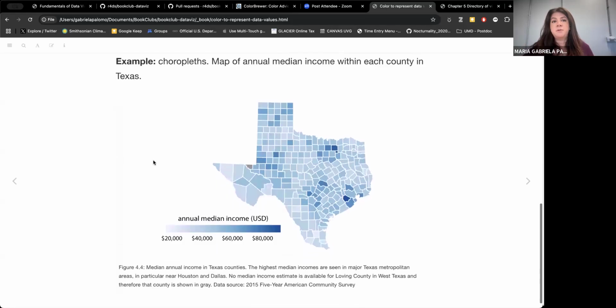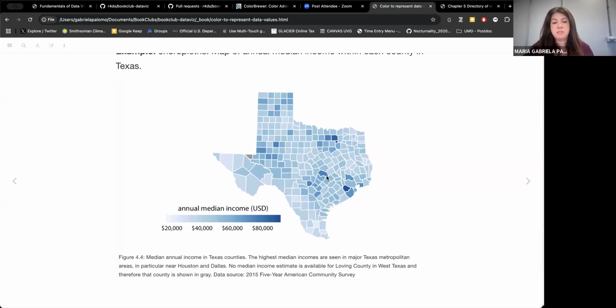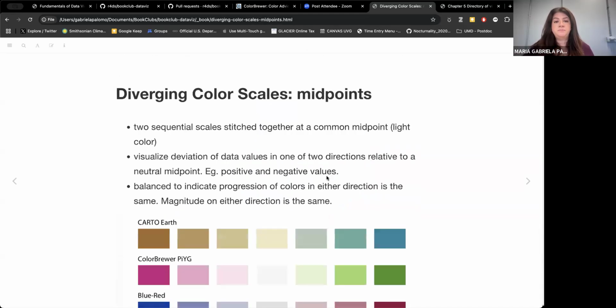In this case, we have an example of a choropleth, a map showing the annual median income within each county in Texas. You can see that the sequential color palette goes from a very light blue all the way to dark blue. The very light blue shades represent a very low value, and the darker shades represent a higher median income, right? Higher values. So when you display that in a map, it's super easy to distinguish differences between each category.